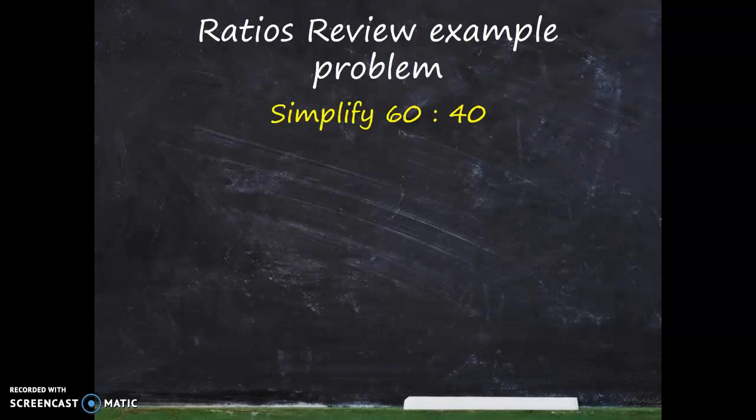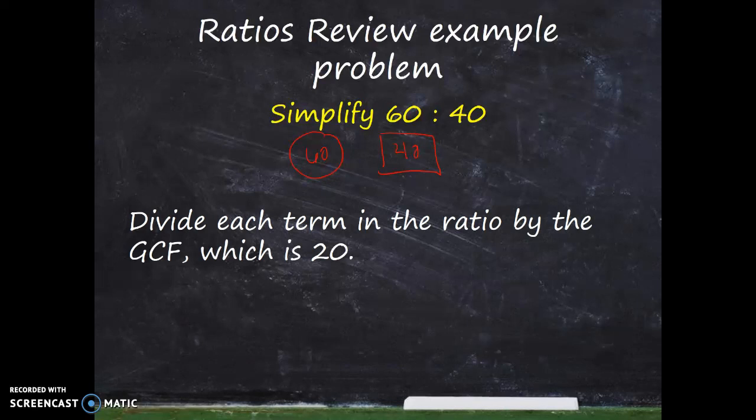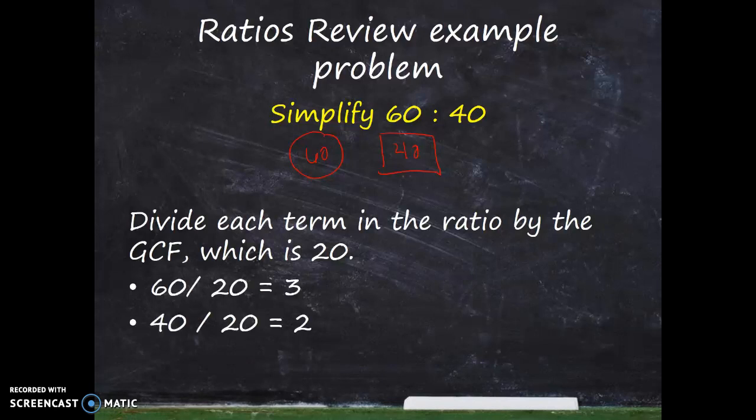Okay, let's practice a problem where we don't use counters now. So assume we have 60 of something, and we have 40 of another thing, and we're going to compare those things. We want to divide each term in the ratio by the greatest common factor, which is 20. So 60 divided by 20 is 3. And 40 divided by 20 is 2.